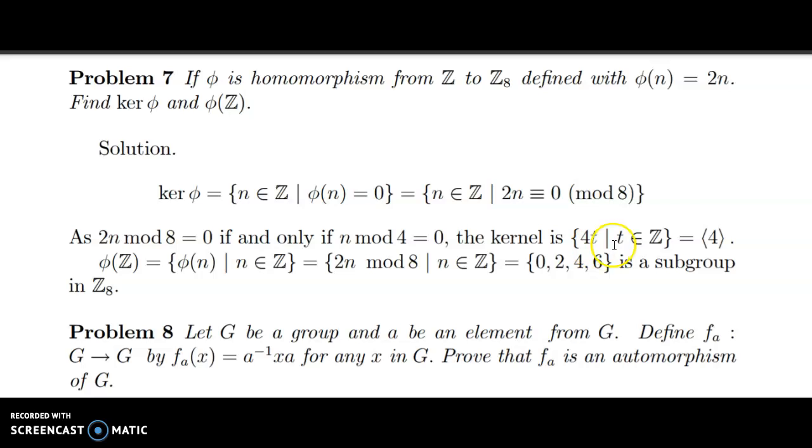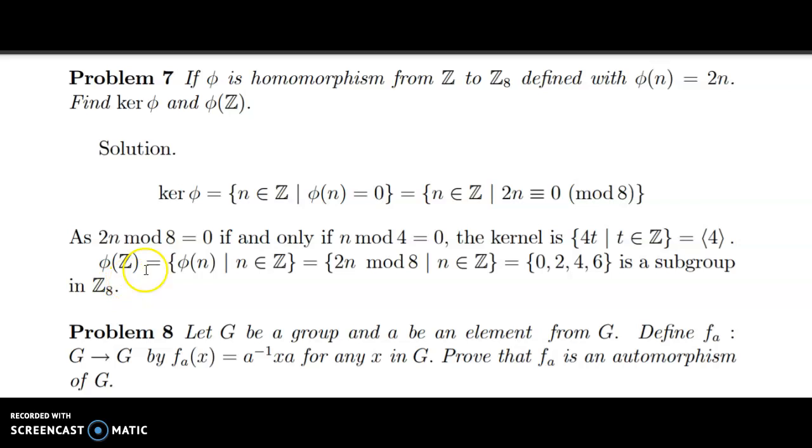This means that n must be a multiple of 4, and this is the kernel. All integers that are multiples of 4.